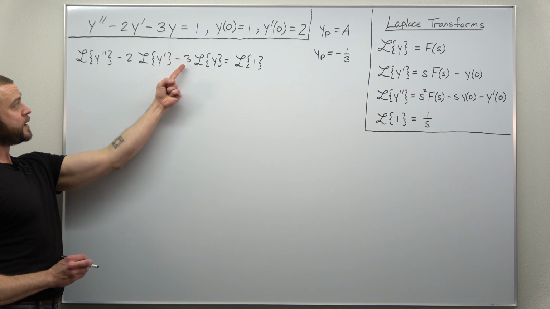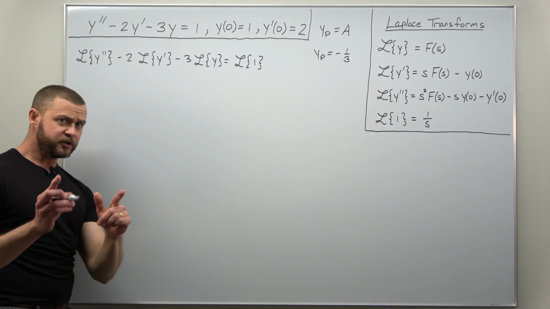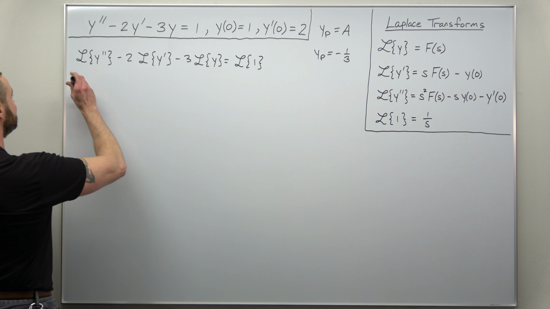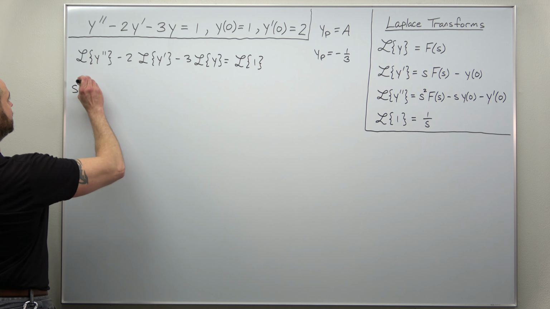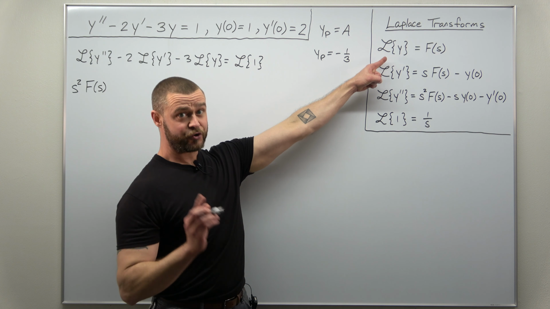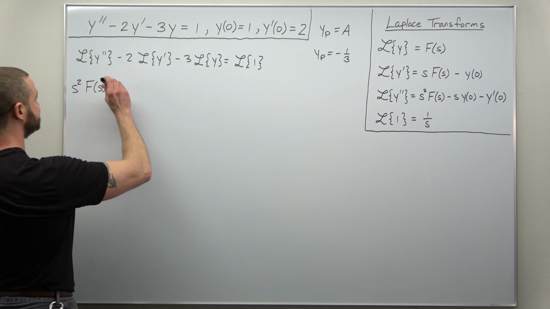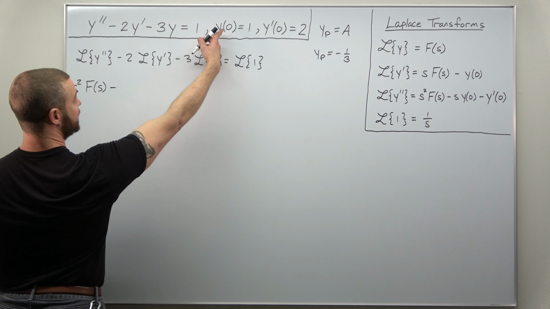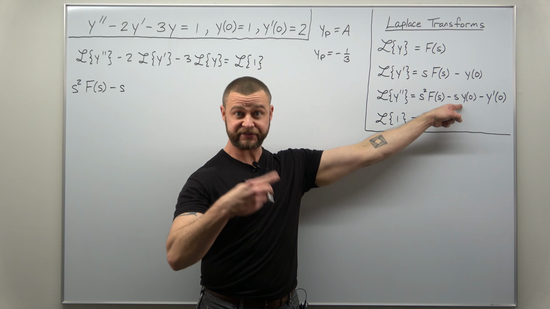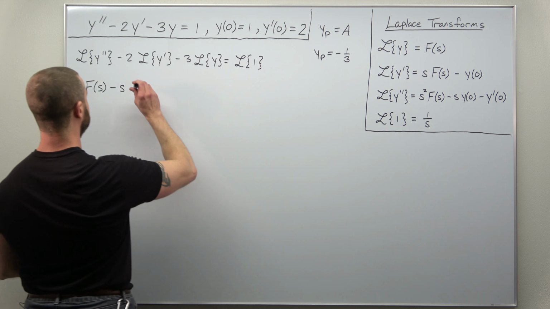We have minus 2 and minus 3 in front. Typically, any negatives in front with subtractions, you're going to want to use parentheses. So let's go ahead and write down the transform of the second derivative. That's going to be s squared times F of s. F of s, that's your Laplace transform of y. We then have, for the transform of the second derivative, minus s times the function initial condition, which is 1. So this term comes out to just minus s times 1, so minus s. And then we have minus the derivative initial condition, so minus 2.